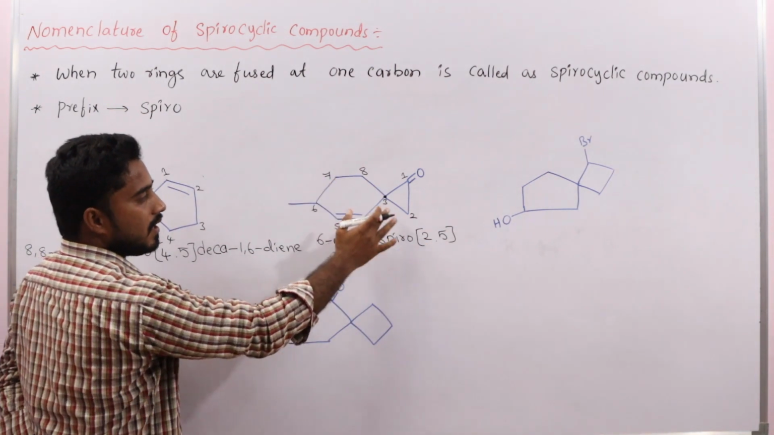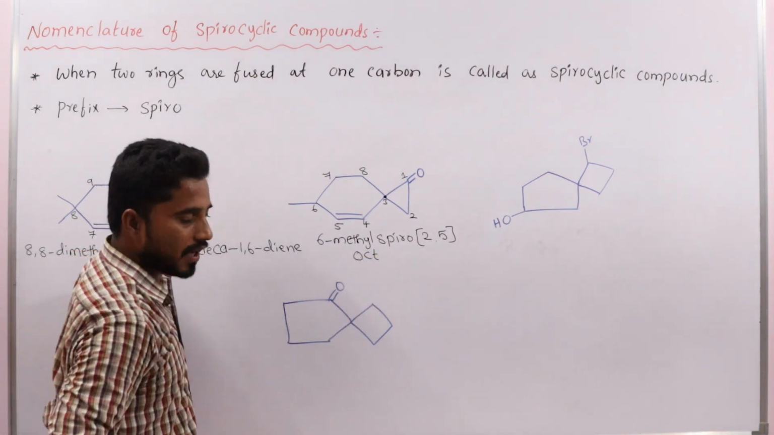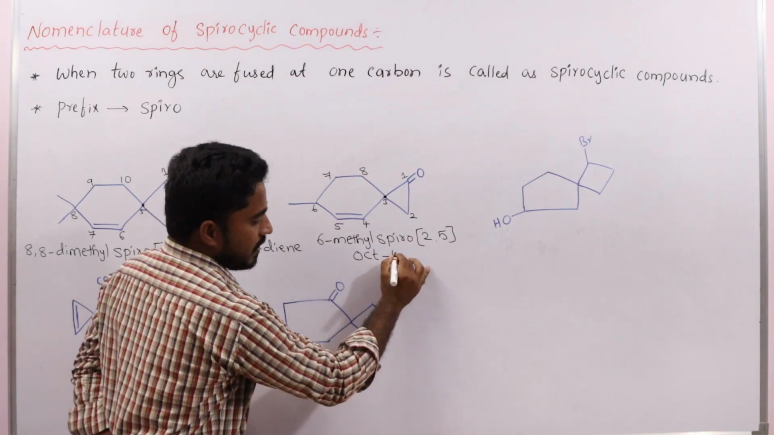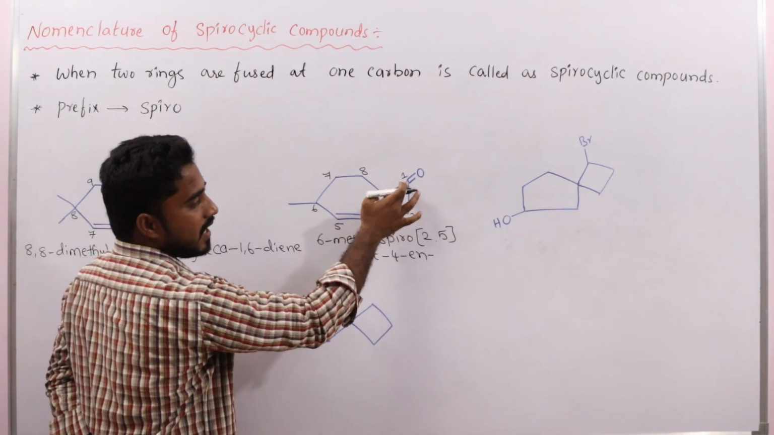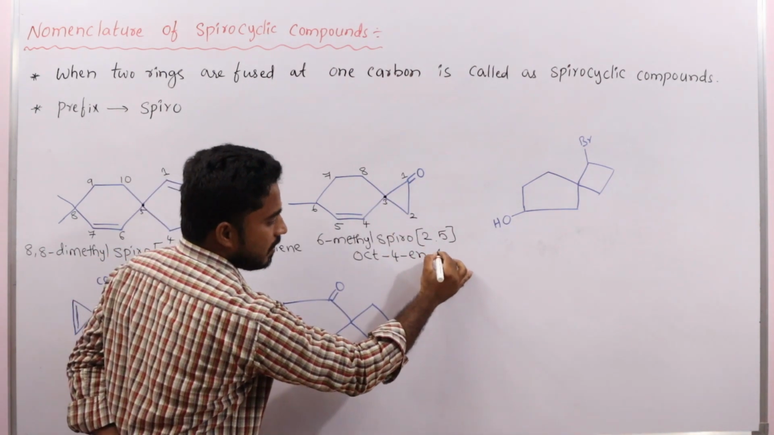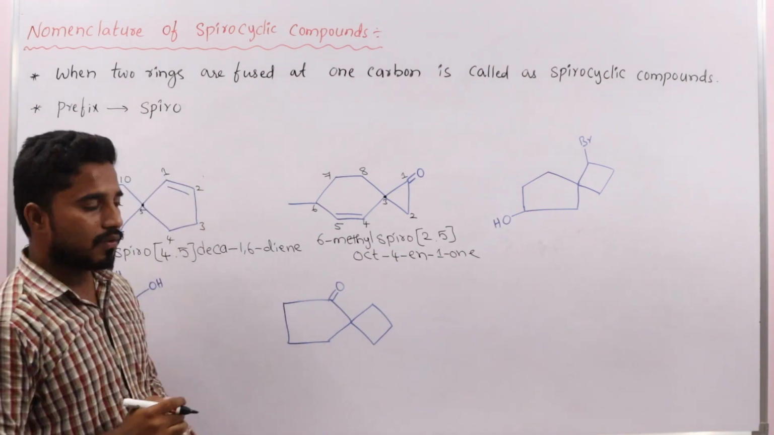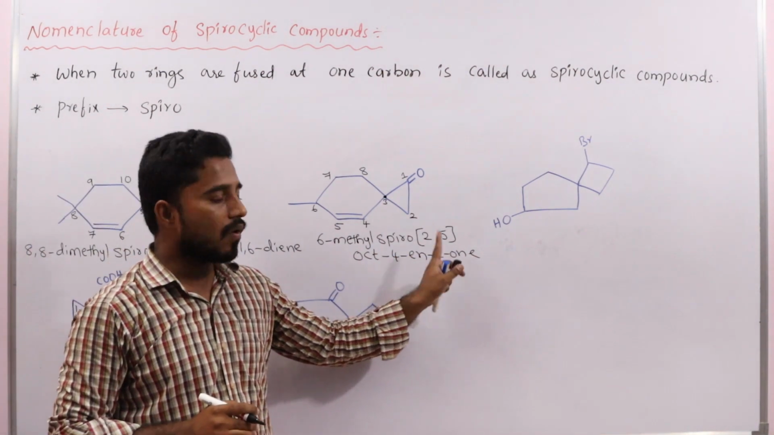Okay, what is the root word here? Total 8 carbons are there, that's why oct is the root word. Then the double bond at the 4th position, that's why 4-en, and a ketone functional group is there at the 1st position, that's why 1-one. 6-methylspiro[2.5]oct-4-en-1-one.